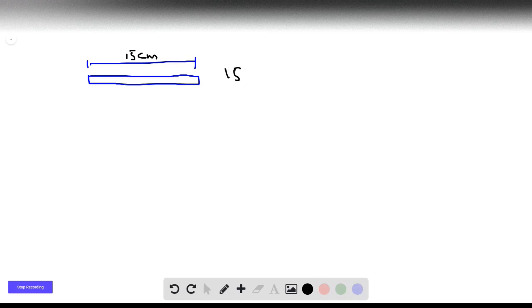So 15 centimeters to become meters, you change that by using unit conversion. 1 meter is 100 centimeters. So this is equivalent to 0.15 meters.